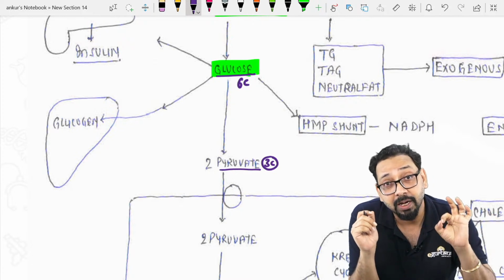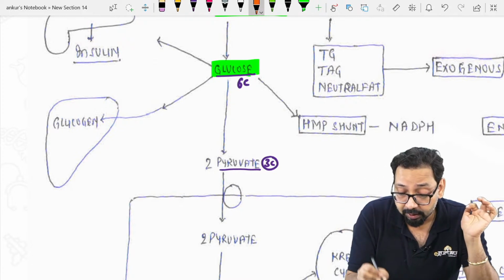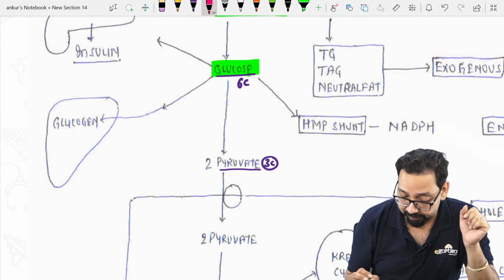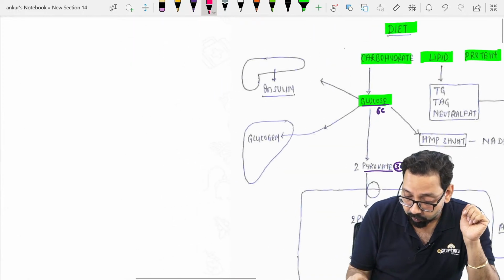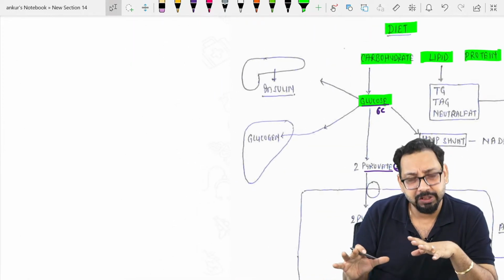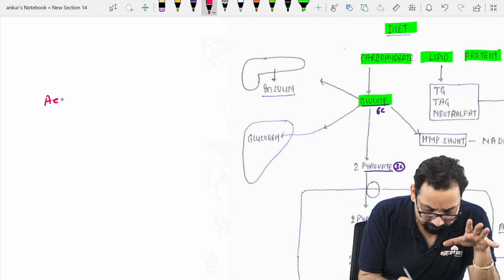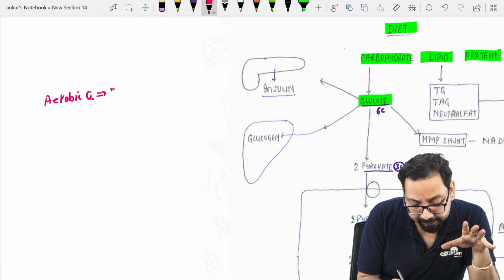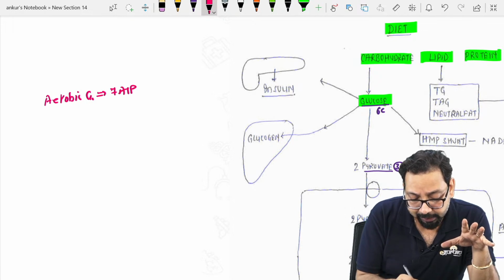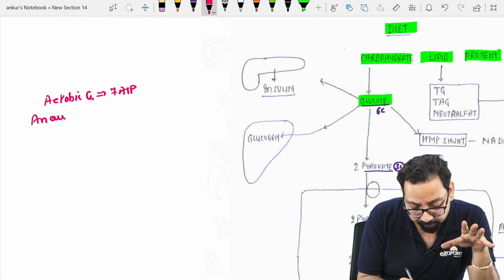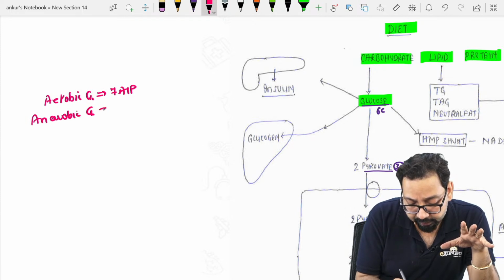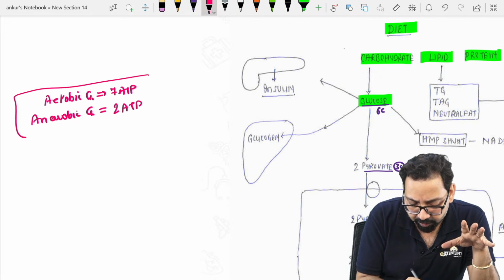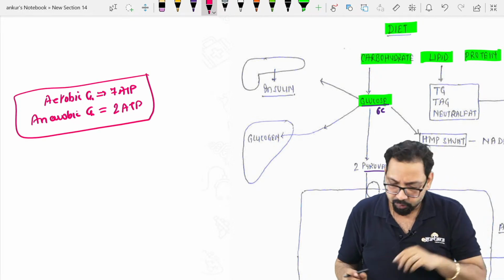A question is asked: in glycolysis, what is the net gain of ATP in aerobic glycolysis? I write here, not here, so that we can avoid congestion. Aerobic glycolysis net gain 7 ATP, while anaerobic glycolysis, yes, net gain 2 ATPs. So mug it up, 7 ATP, 2 ATP.